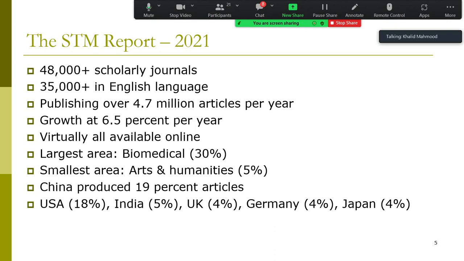China produced 19% of the articles, so it is number one in the world, followed by USA, India, UK, Germany, Japan, and so on.